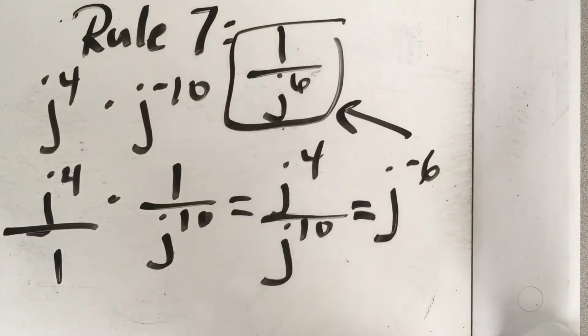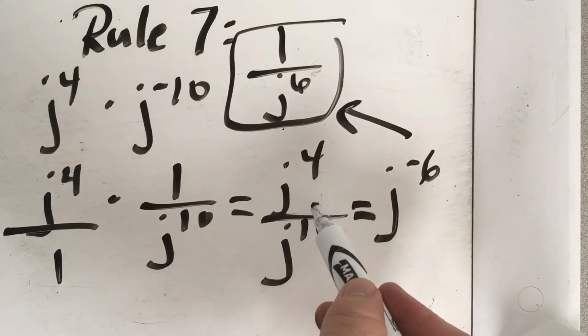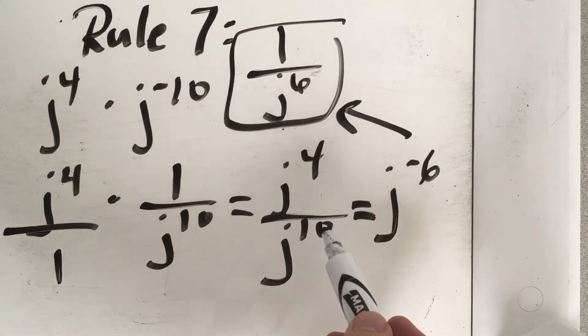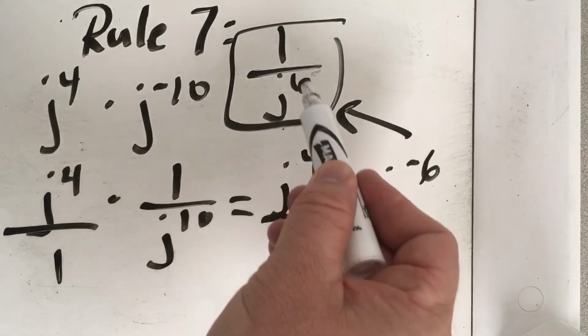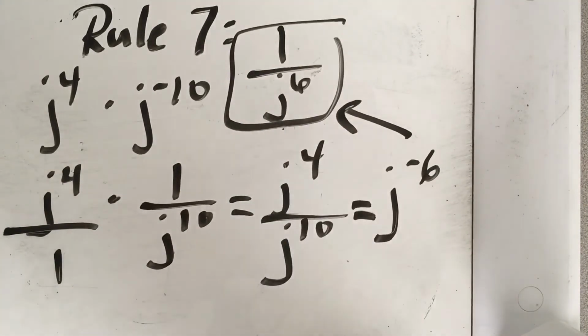And some of you that are really smart will learn that with the subtraction, you put the answer where the bigger number was. So 10 is bigger than 4. The 6 ends up going on the bottom. The 1 has to go on the top.